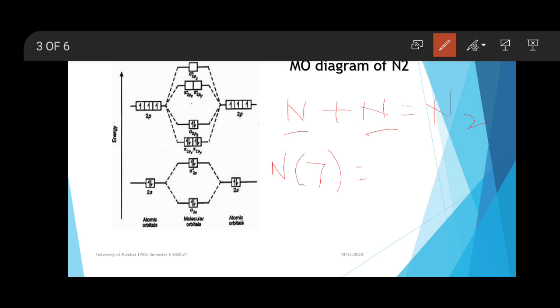So for the nitrogen atom, whose atomic number is 7, the electronic configuration becomes 1s2, 2s2 and 2p3. So this is the electronic configuration of the nitrogen atom. That means in the nitrogen atom there are 1s, 2s and 2p orbitals. These 1s, 2s and 2p orbitals are shown here.